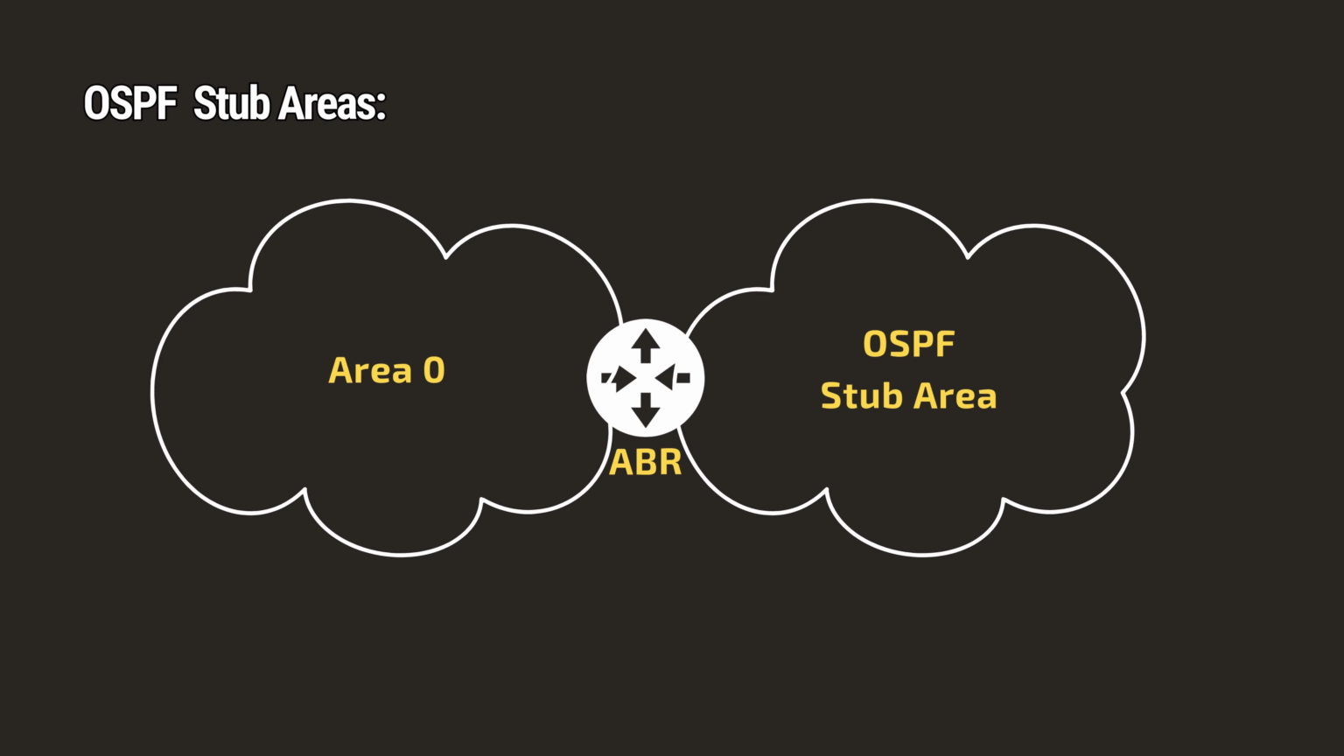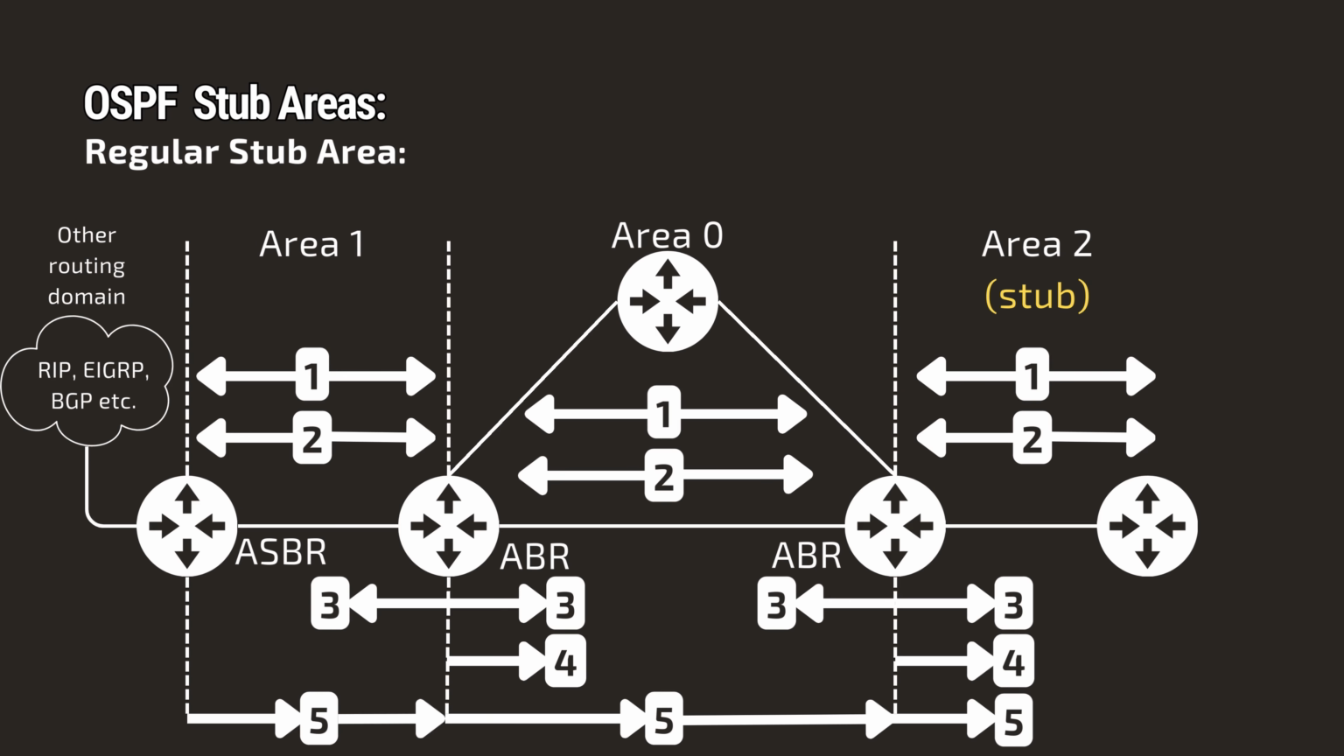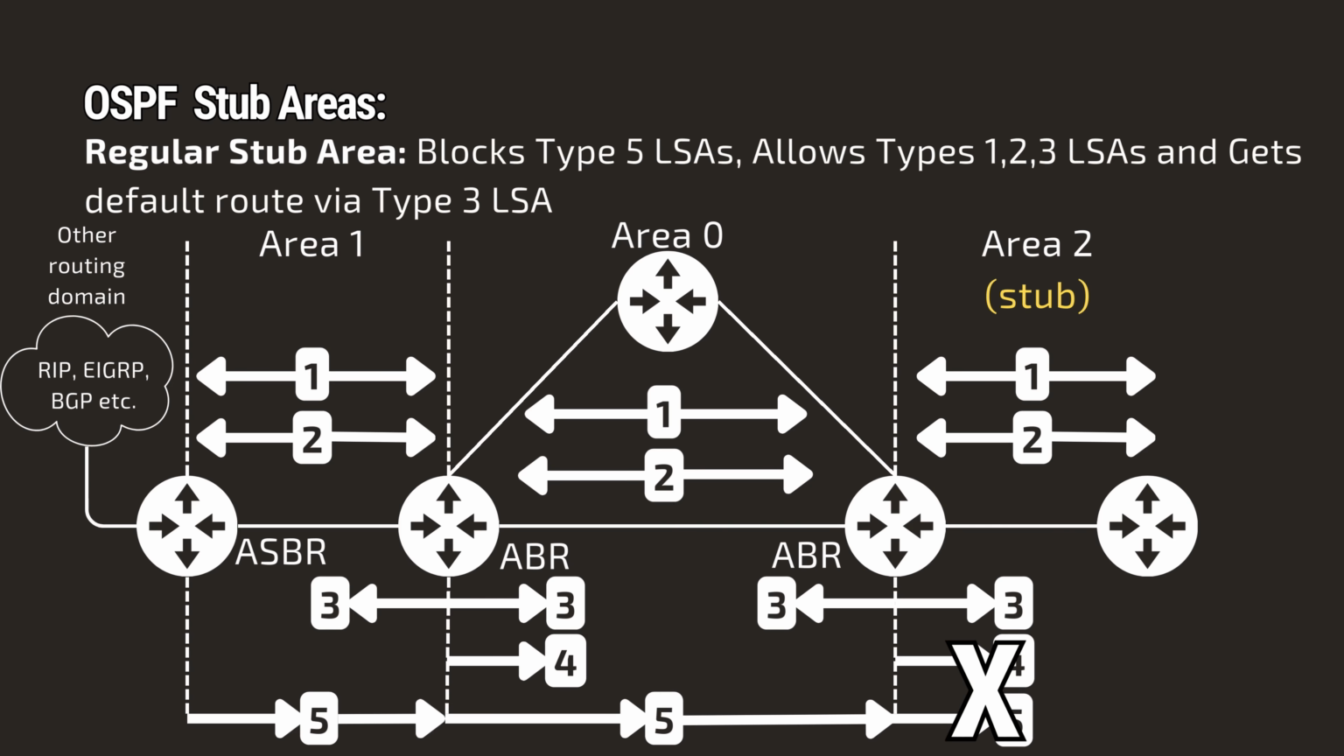OSPF stub areas. Stub areas solve the LSA overload problem by filtering unwanted LSAs. Starting with the regular stub area, it blocks Type 5 LSAs, the external routes, and allows only Types 1, 2, and 3 LSAs. It gets a default route via a Type 3 LSA for external access.